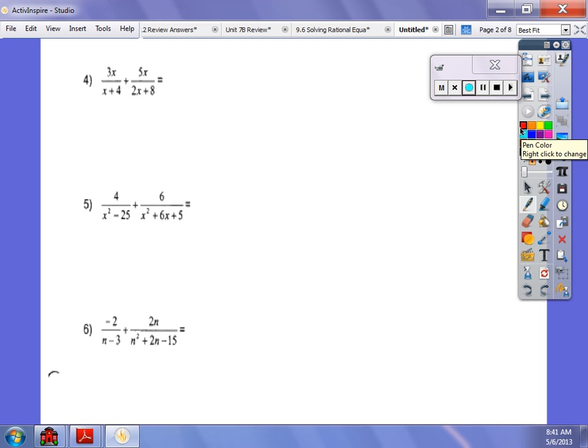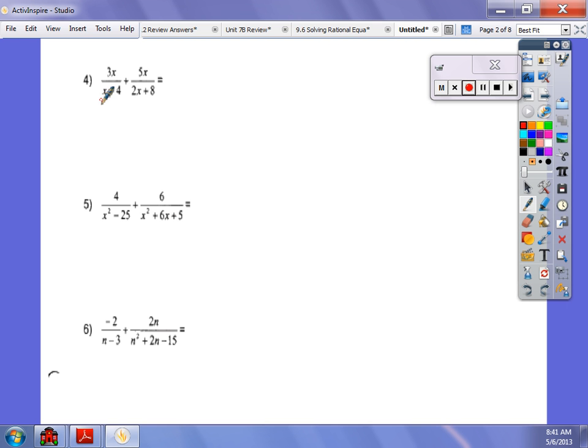Now these are a little different. All of these problems you should factor first, factor the denominators, to see if you can find the LCD, because as you can see, all of these terms are kind of big, so it really doesn't make sense for you to go through the whole process of cross multiplying, because then you'll have a lot of big numbers.